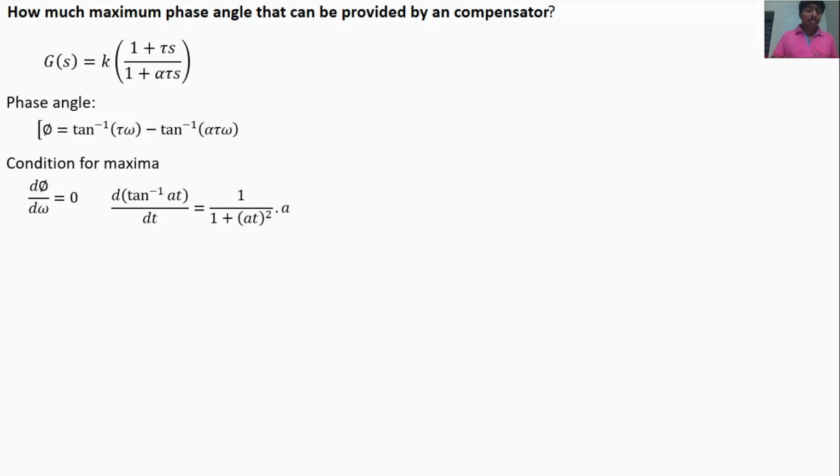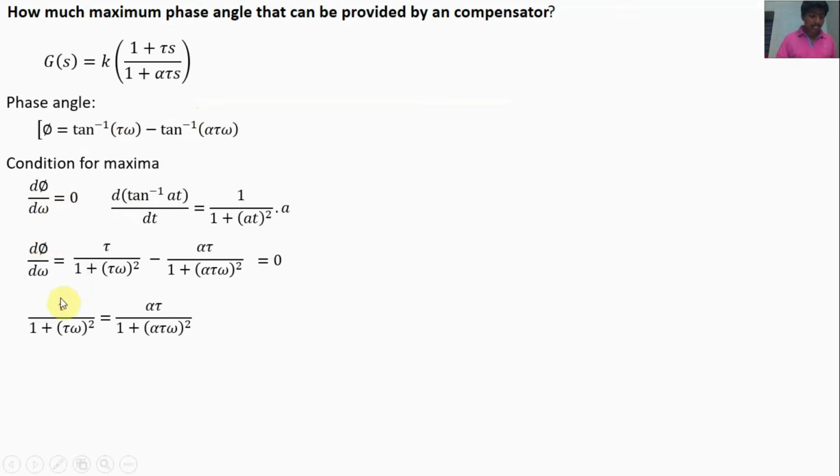We know that the differentiation of tan inverse of at is 1 by 1 plus (at) square, into the differentiation of at, which is a. This is the answer for the differentiation of tan inverse of at. So here, d phi by d omega is equal to, for the differentiation of tan inverse of tau omega, 1 by 1 plus (tau omega) whole square into tau, minus alpha tau divided by 1 plus (alpha tau omega) whole square. This is the differentiation of this term, and it is equal to 0. Now simplify, and you will get the condition for maxima.